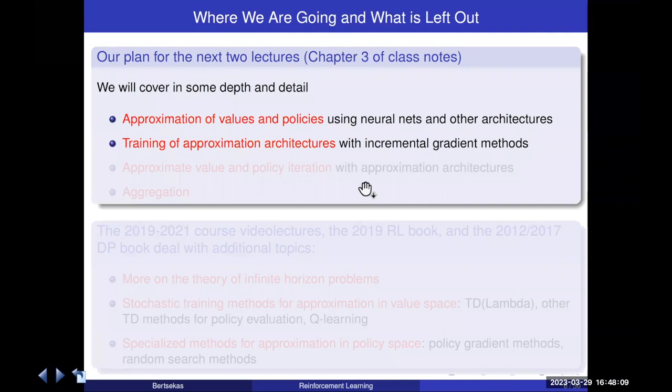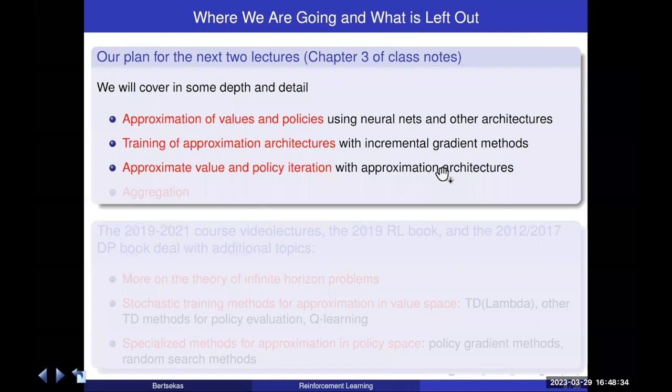Next week, we're going to discuss approximate value and policy iteration algorithms with approximation architectures. For policy iteration, you have to use an approximation architecture. With rollout, you don't need to use neural networks or approximation architectures. But when you try to do policy iteration, you cannot get away from using neural networks or something similar. Then we're going to talk about an alternative approximation architecture based on aggregation. We're going to do these two things in our last lecture, that's next week.